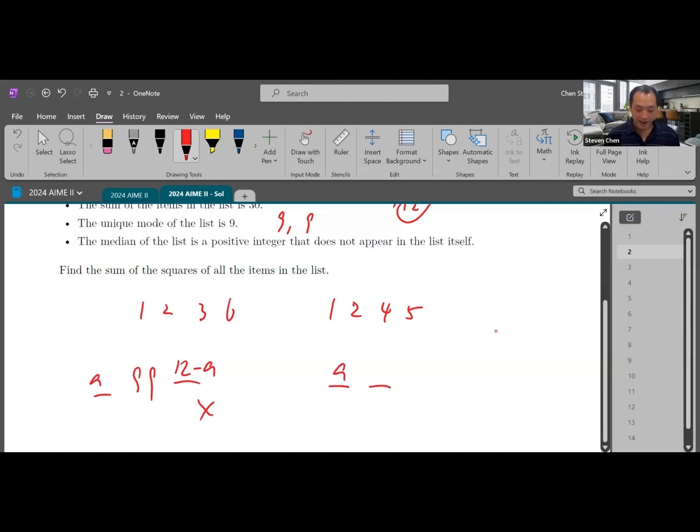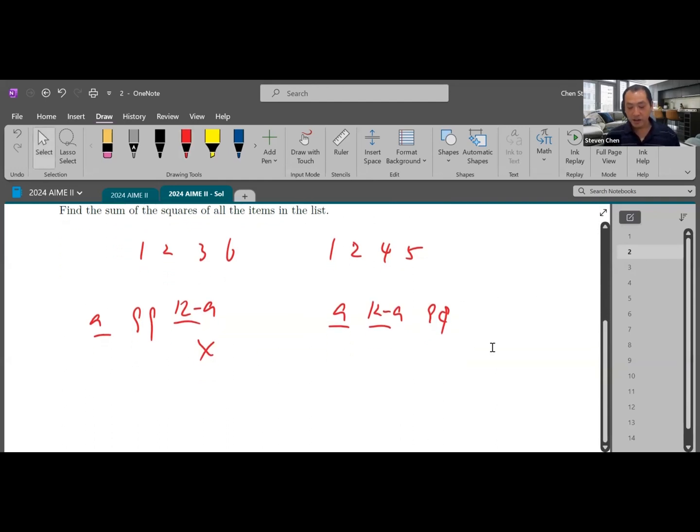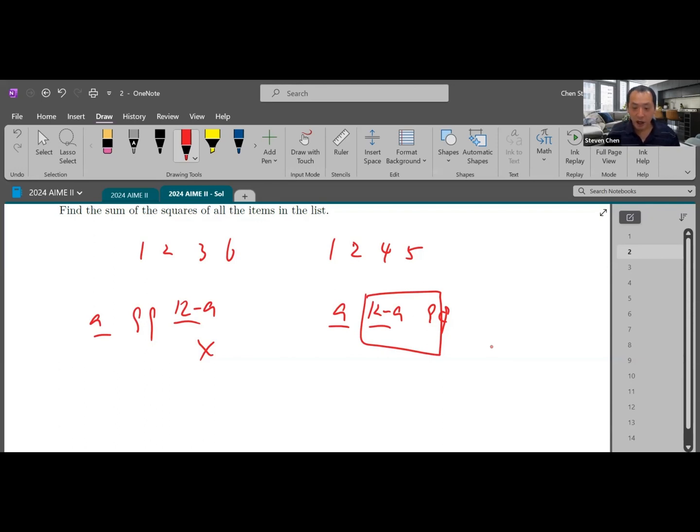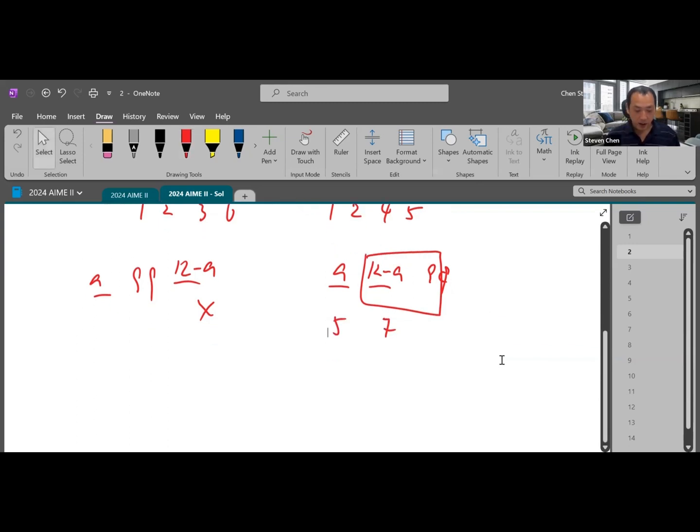So we must have that the smallest, a, is followed by 12 minus a, then the 2 biggest numbers are 9s. In such a pattern, the median is the average of the middle two numbers, 12 minus a and 9. Recall that we require these two numbers to have the same parity. So 12 minus a must be equal to 7, so a is equal to 5. This is the unique solution. This problem asks us to compute the sum of the squares of all items in the list. So the answer is 9 squared plus 9 squared plus 5 squared plus 7 squared. It is equal to 236.